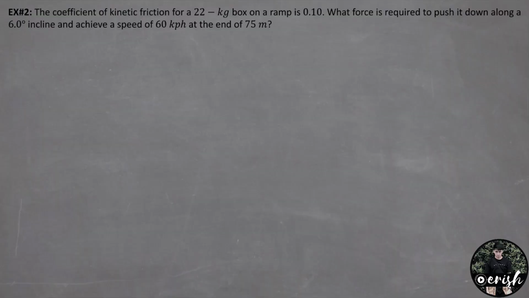The coefficient of kinetic friction for a 22 kg box on a ramp is 0.10. What force is required to push it down along a 6 degrees incline and achieve a speed of 60 km per hour at the end of 75 meters?